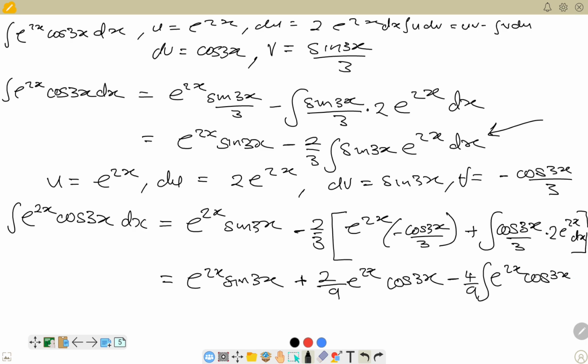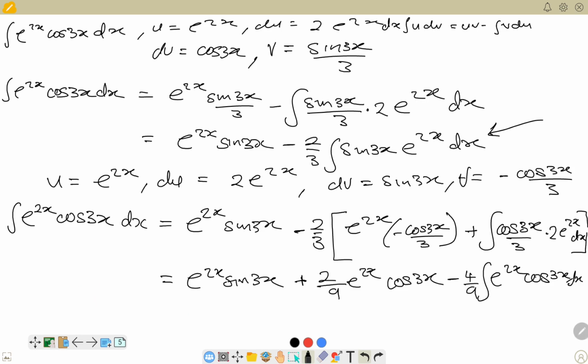So what we realize now is that this integral has returned to its original form. We have e to the power 2x cos 3x. So it means that it will keep on alternating. We can do it up until infinity if we don't stop. So we can stop there to integrate.